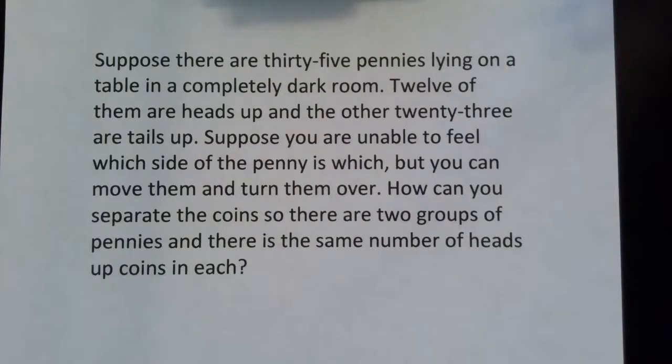Okay, so here we go. We've got the coin problem here. We've got 35 pennies lying on a table in a completely dark room. 12 of them are heads up. The other 23 are tails up. Suppose you are unable to feel which side of the penny is which. You can move them and turn them over. How can you separate the coins so there are two groups of pennies and there are the same number of heads up coins in each?